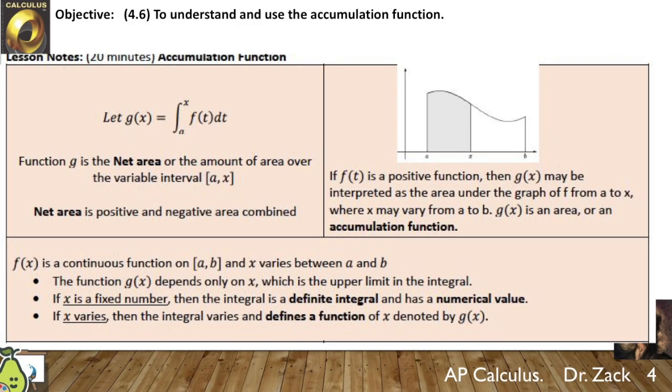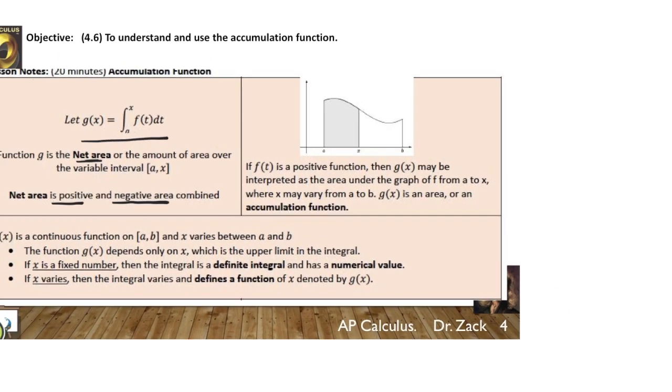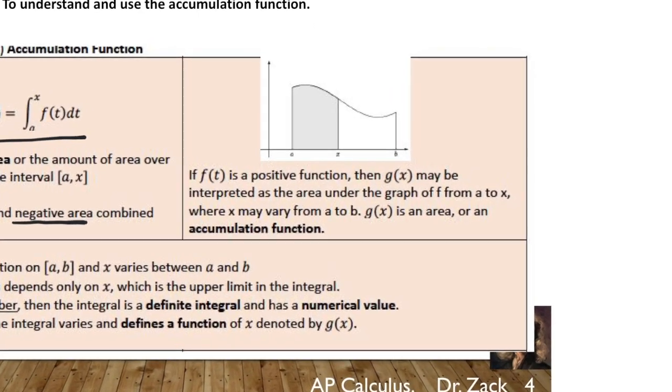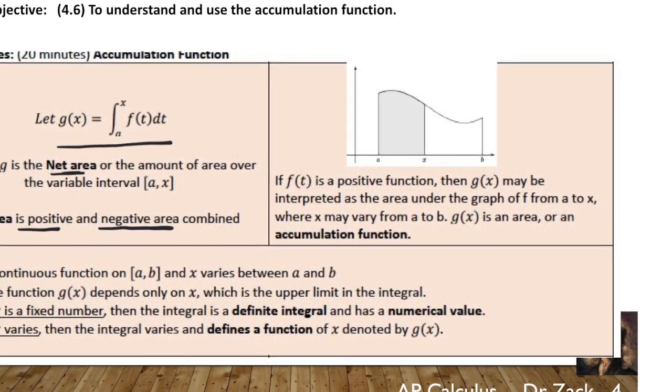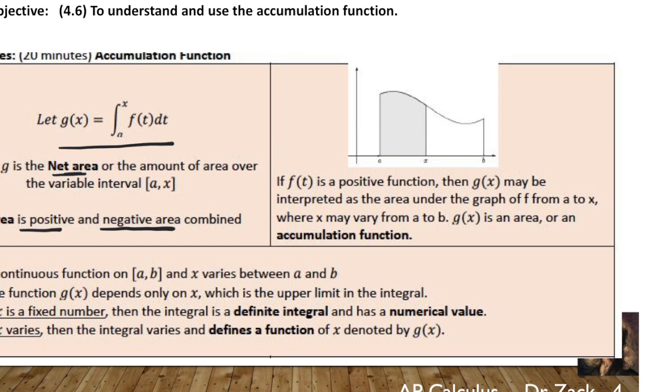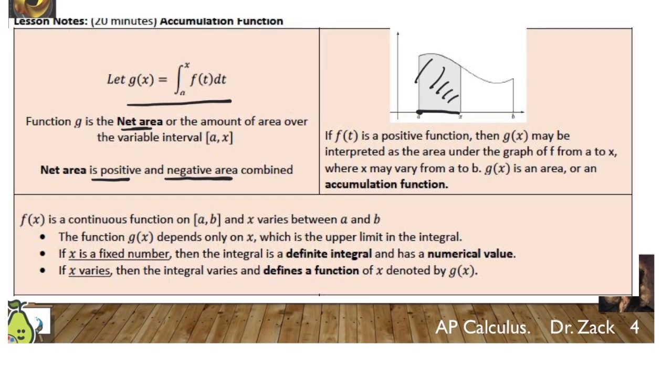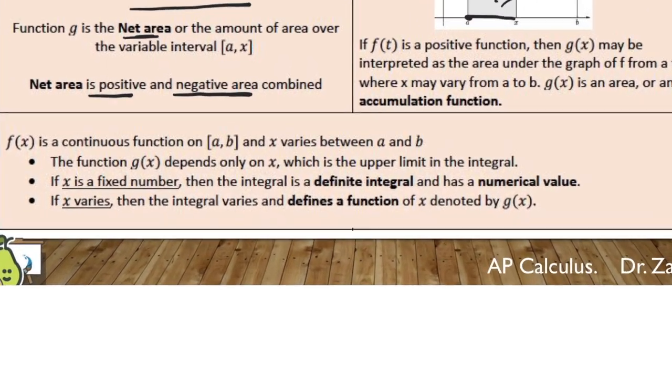So an accumulation function uses the ideas from your lesson preview, where function g is the net area, or the amount of area over the interval a through x. The net area is positive and negative area combined. If f of t is your positive function, then g of x could be interpreted as the area under the graph from a to x, where x can vary from a to b. G of x is an area, or an accumulation function.